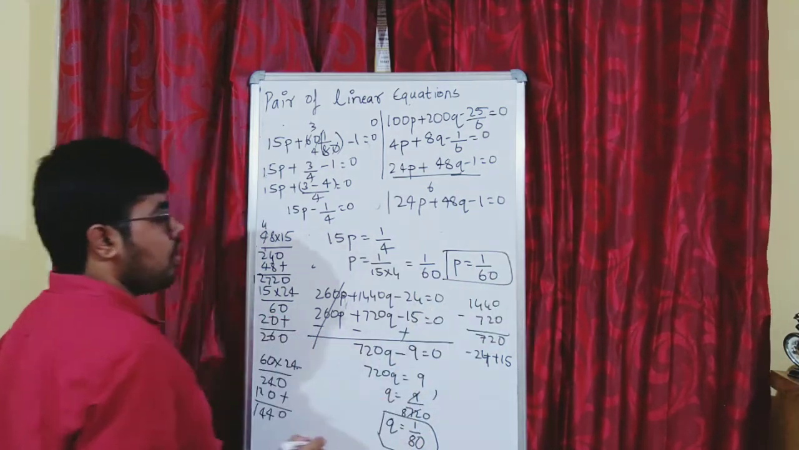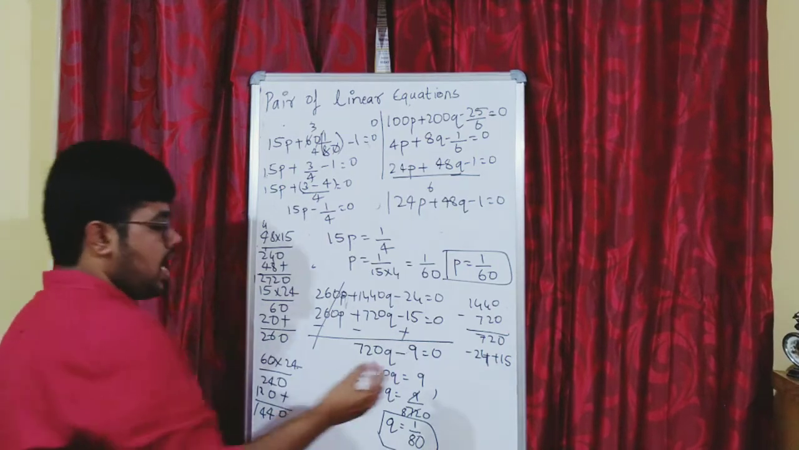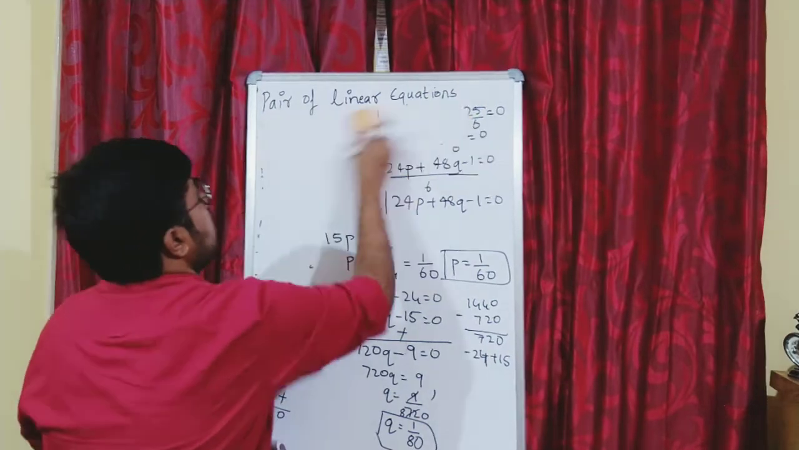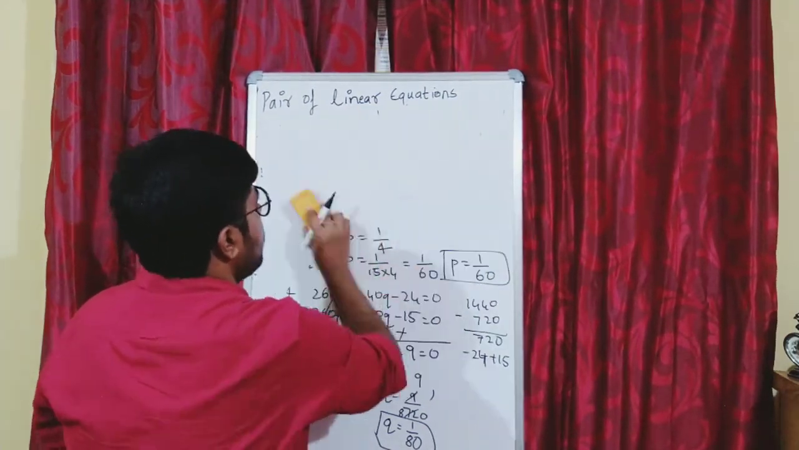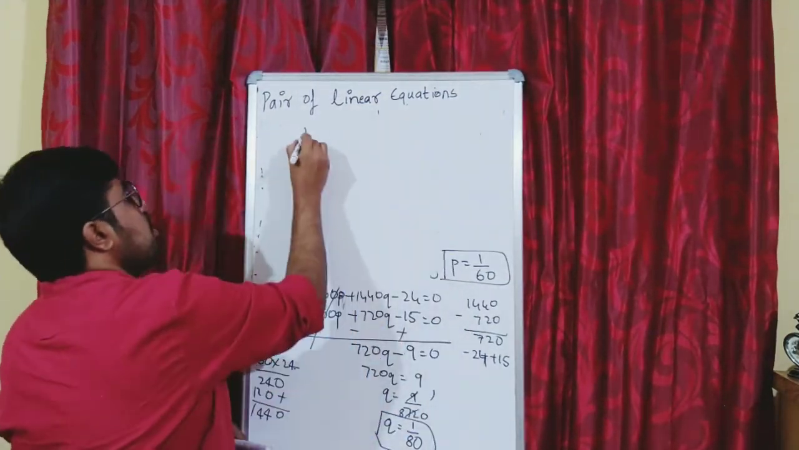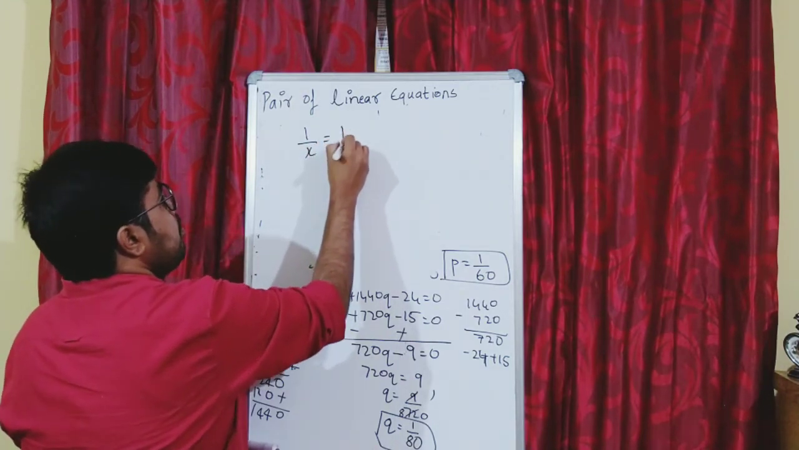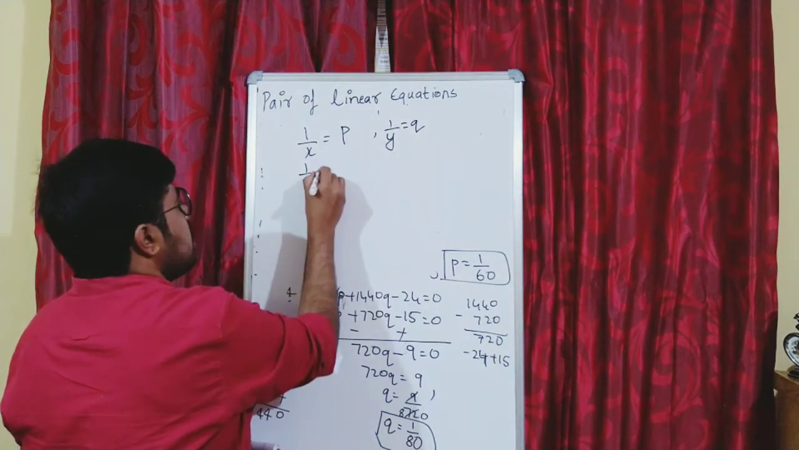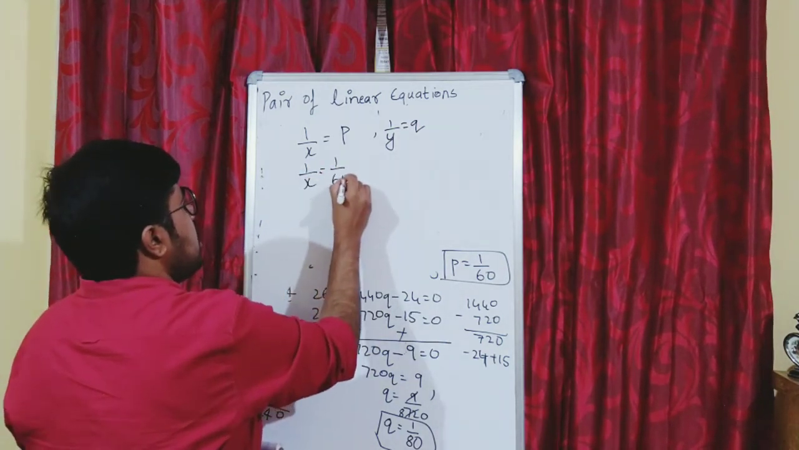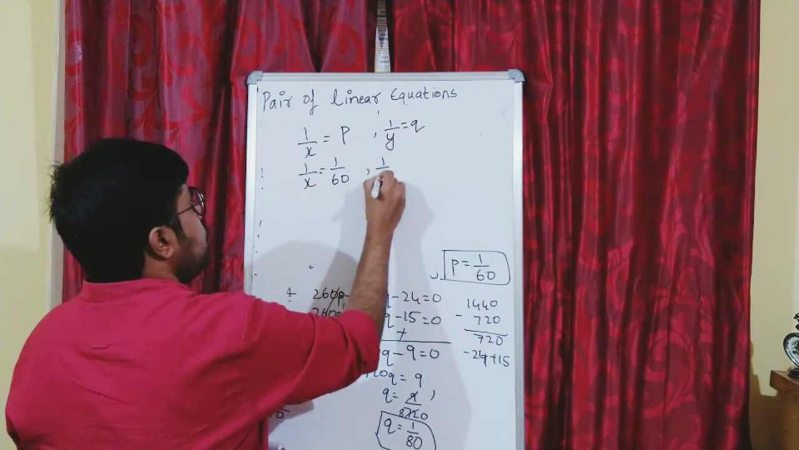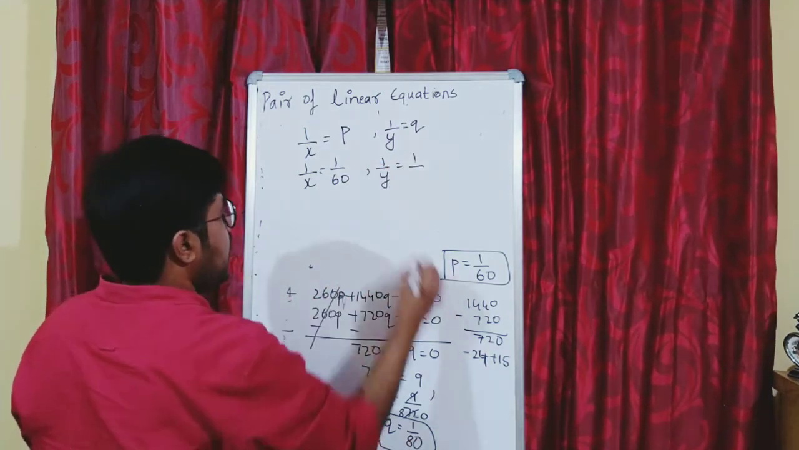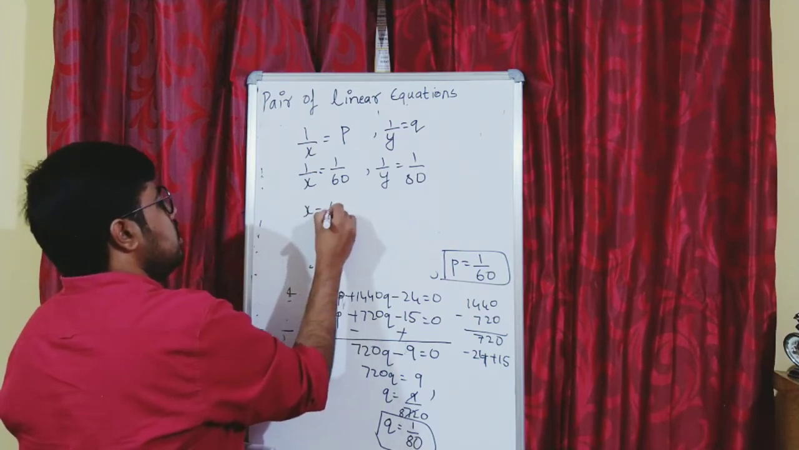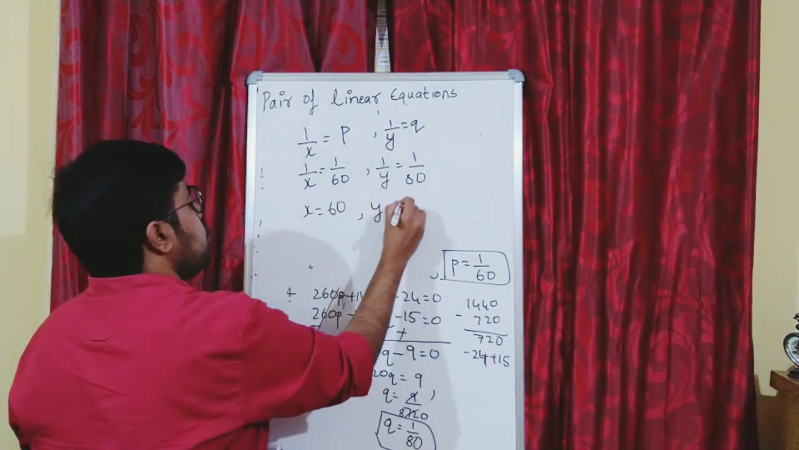So carefully you need to solve this problem. Okay, so P and Q we got. Finally, just substitute quickly in our beginning equation what we have assumed. We assumed that 1 by x equals P and 1 by y equals Q. So 1 by x equals 1 by 60, and 1 by y equals 1 by 80. Therefore, taking the reciprocal, x is 60 and y is 80.